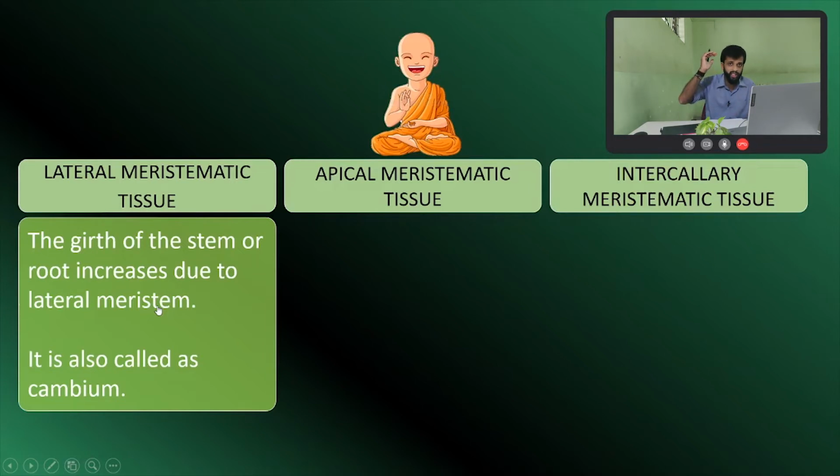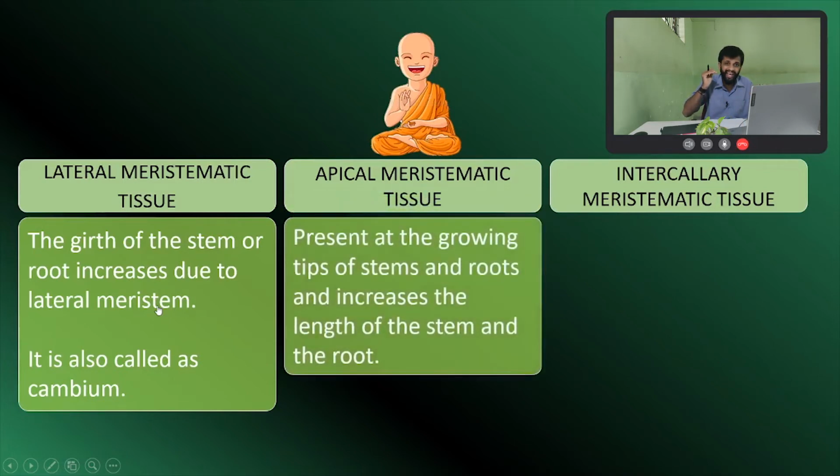First we looked at the plant tissue. There are two types. Under meristematic tissue, we have three sub-categories, and these are the three categories that you can see on the screen right now. And the first one we are discussing is lateral meristematic tissue. Under lateral meristematic tissue, we know where it is found. It is found in the stem, which helps in the growth of the girth of the stem, and the roots, also called cambium.